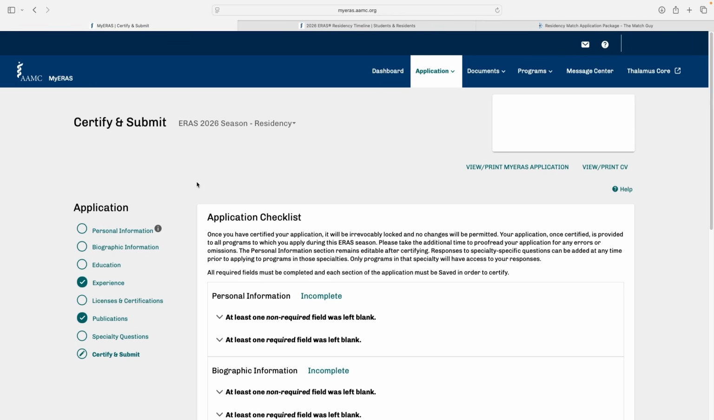because all the specialties you're applying to will get the same CV. So just double check all the information, make sure everything is correct here, make sure you didn't miss any experience or publication that matters, because again, once you certify and submit, you can't change it.